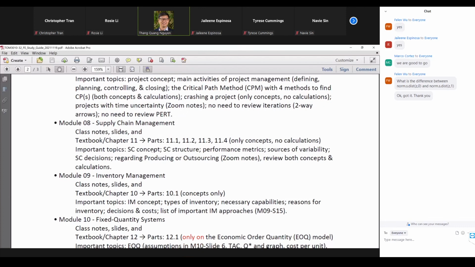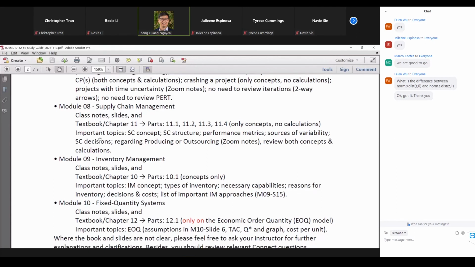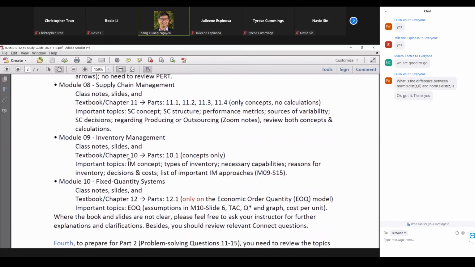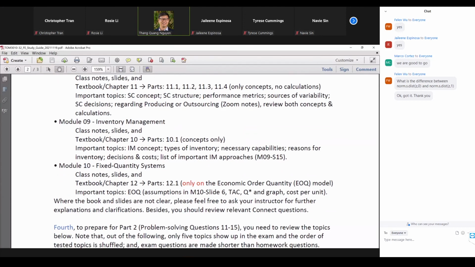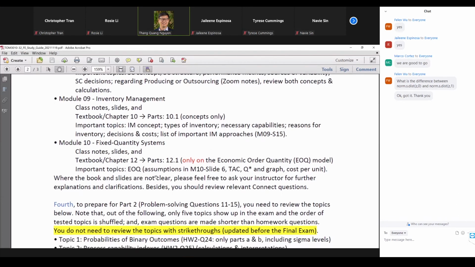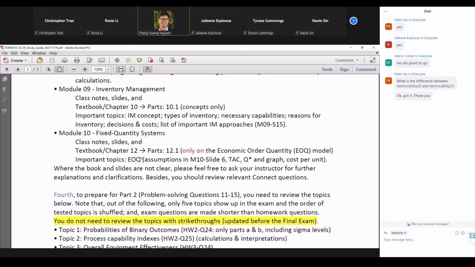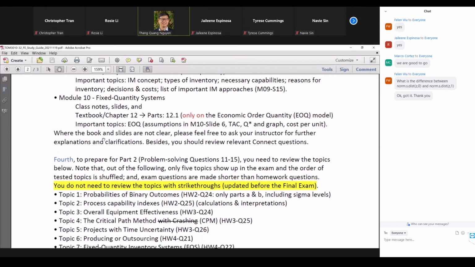We only do the small calculation about producing and outsourcing at the end. Inventory management is totally conceptual, right? Please review the concepts. And module 10, the fixed quantity system. The EOQ is extensively covered in the textbook, so I already asked you to do this, right? You do not need to go over the topics that I specify here. No need to do the review for modules 11 and 12 for the multiple choice.